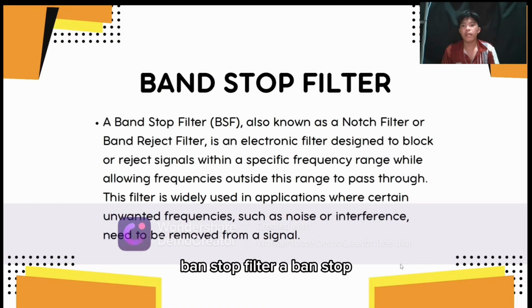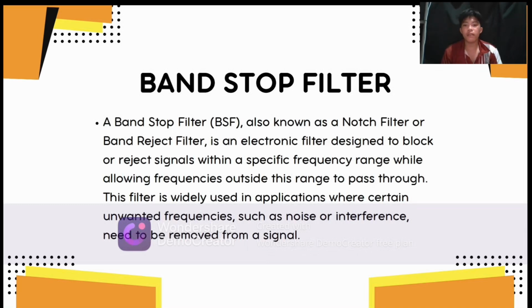Band stop filter. A band stop filter, also known as a notch filter or a band reject filter, is an electronic filter designed to block or reject signals within a specific frequency range while allowing frequencies outside this range to pass through. This filter is widely used in applications where certain unwanted frequencies, such as noise or interference, need to be removed from a signal.